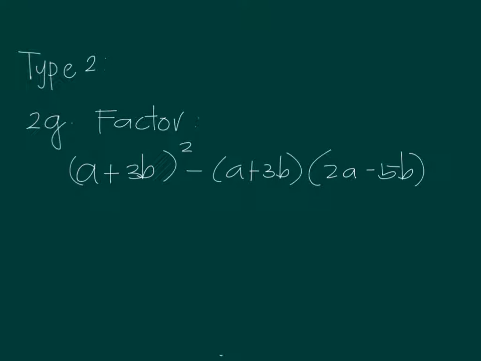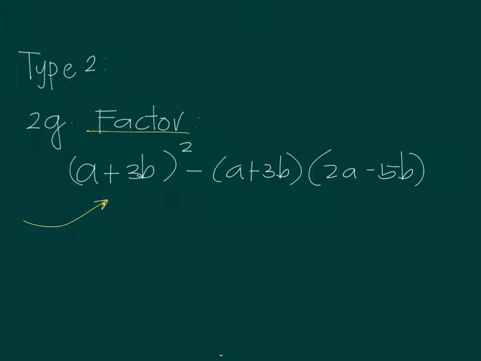Okay, so this is number 2G of type 2. Here we want to factor (a + 3b)² minus (a + 3b) times (2a − 5b). Now you have to be careful when you're given an expression like this. You might be tempted to expand the expression, but that is not the way to go.